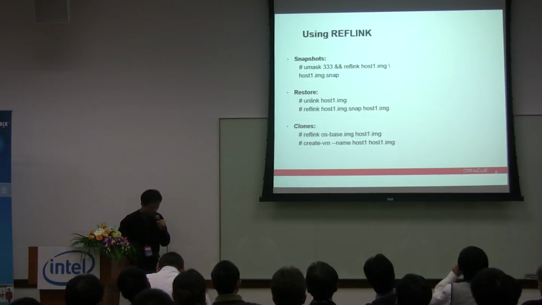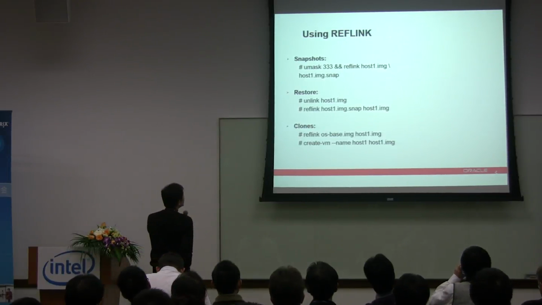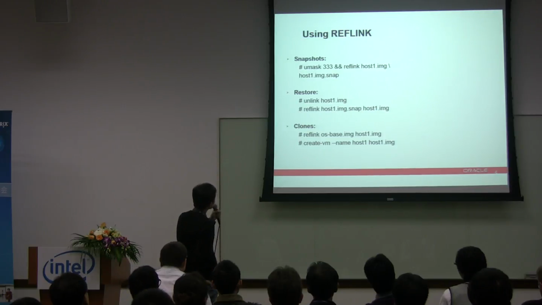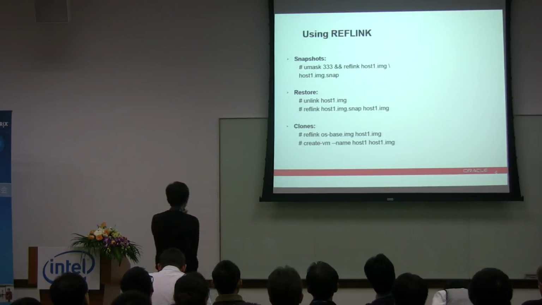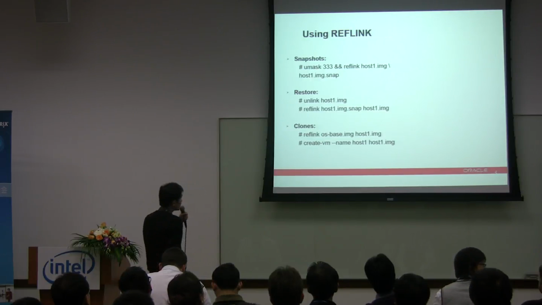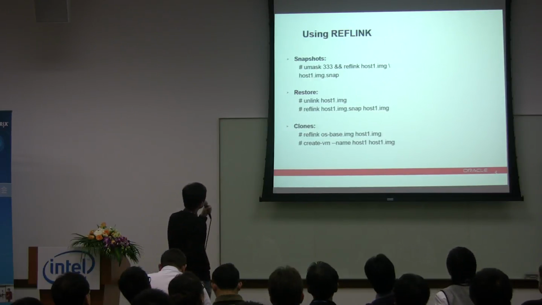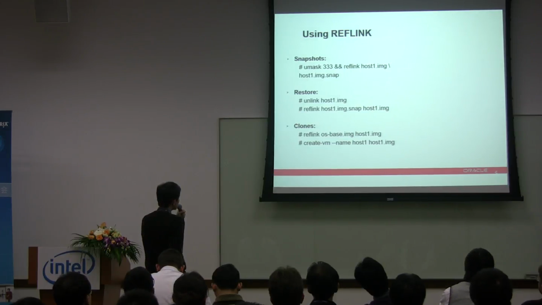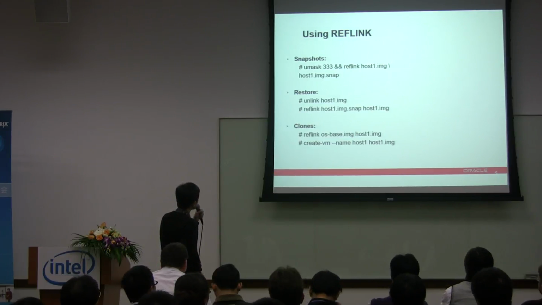So these are some examples of how to use Reflink. The first is very simple. Given a host image, the snapshot is just replicating it to another file, maybe a snap, and that's done. Normally, if you don't use Reflink, you would need to copy host.image to host.image.backup or something else, and you will waste a lot of space. Use this command, that's quite easy.